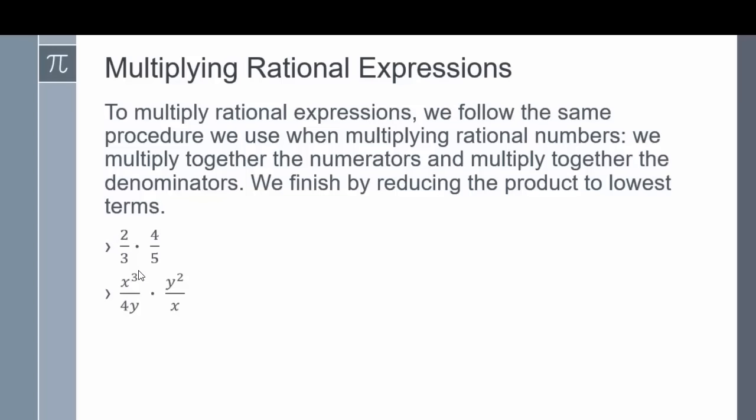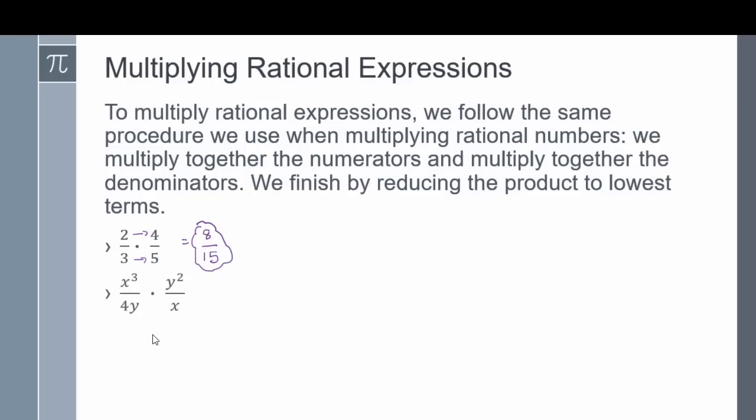So we have 2/3 times 4/5, and you're just going to multiply across. 2 times 4 is 8, 3 times 5 is 15. We're going to look to see if we can simplify 8 and 15, which neither are divisible by the same number. So our final answer of 2/3 times 4/5 is 8/15.